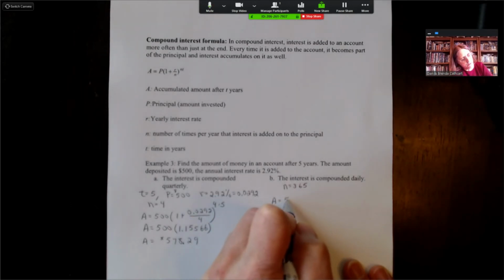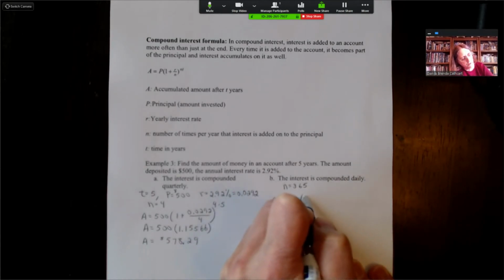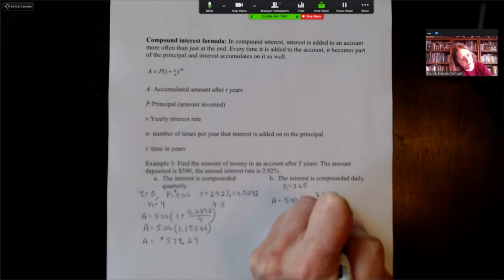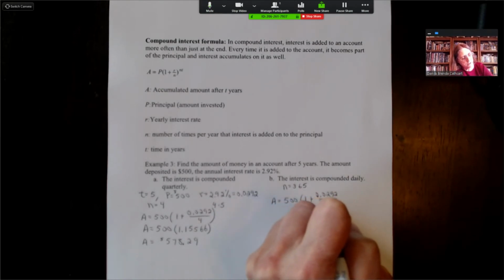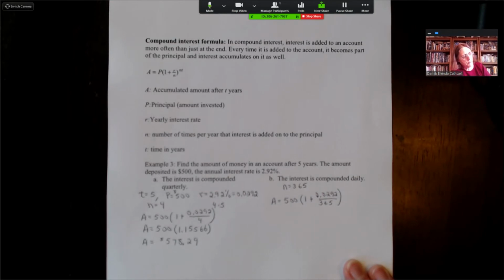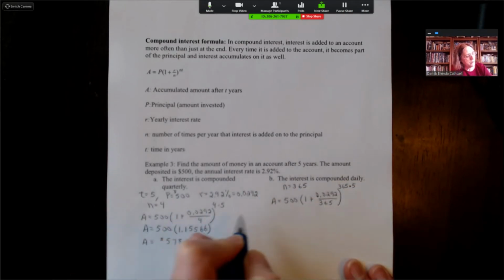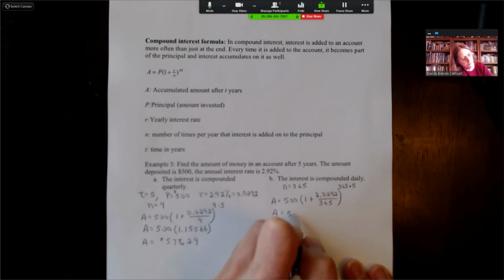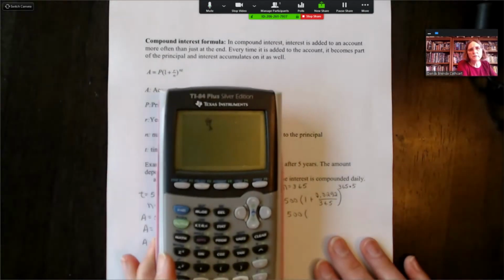So our A is equal to our beginning value, our principal of $500, multiplied by the quantity 1 plus our interest rate, 0.0292, divided by our compounding times per year, which is 365 times, raised to the power of n, 365 times years, which is 5. Again, we're going to multiply this part out all in one step in our calculator. And let's see how that looks. Do that with our calculator.